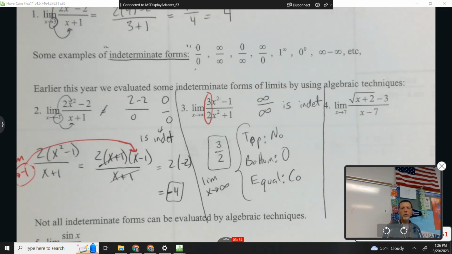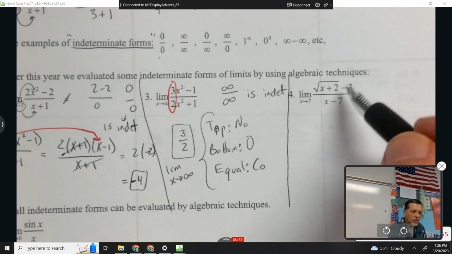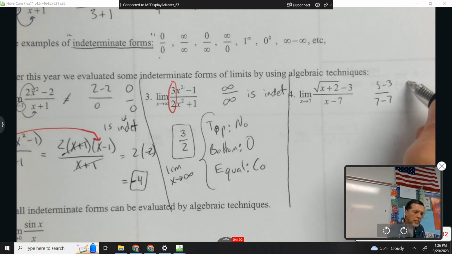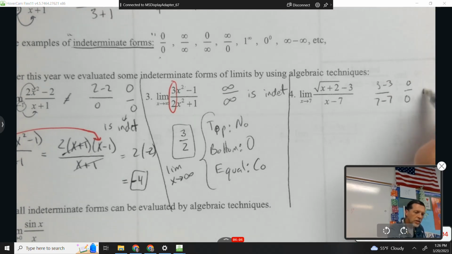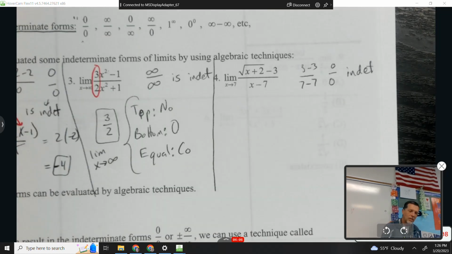I don't really want to do all of number 4, except to set it up. I'm guessing I get 0 over 0. 3 minus 3 over 7 minus 7. 0 over 0, which is indeterminate, and I'm avoiding the use of equal signs because it's not equal to 0 over 0.